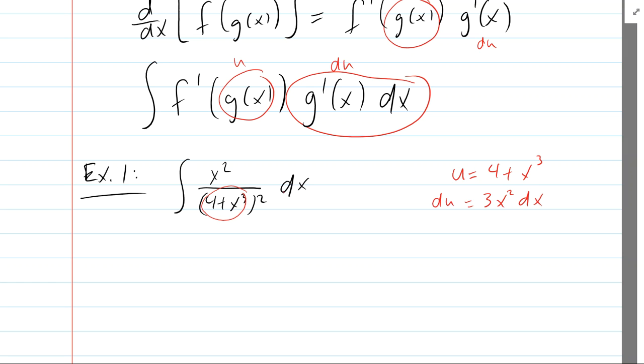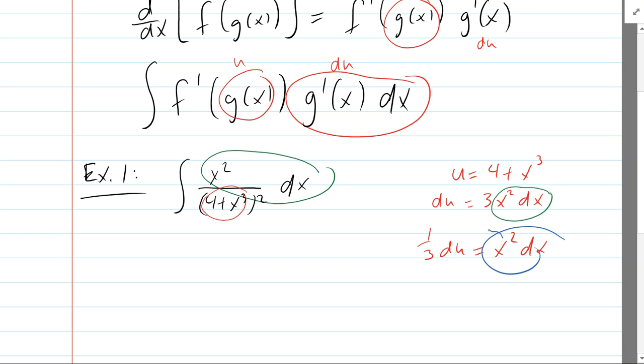Is it really obvious to you? Can you see that I don't need all of this? I need only this much. So what do I do with that 3? I toss it on the other side. So do I get 1/3 du equals x squared dx? Now does this match that exactly? I just put in a 1/3 du here, and I put a u here.